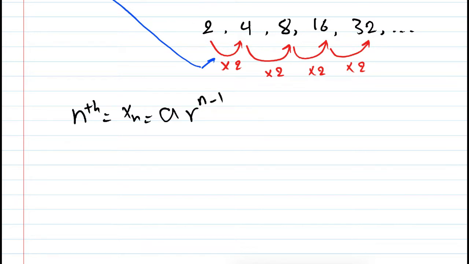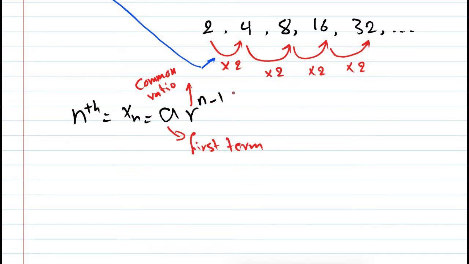Okay, so this a right here, this is the first term of the sequence. The first term. This r right here, this is the common ratio. And this n right here that we have, this is the term that you want to find, and then minus 1. So let me give you an example.